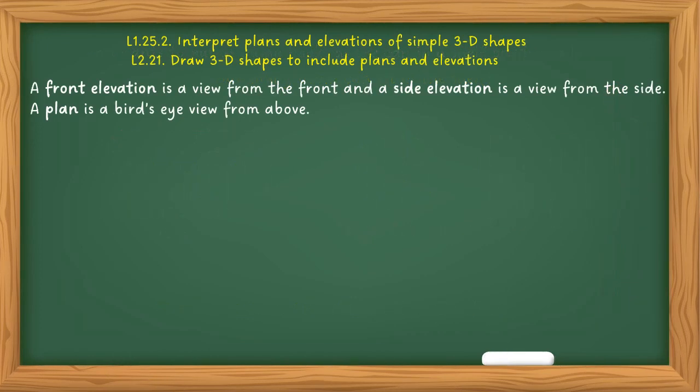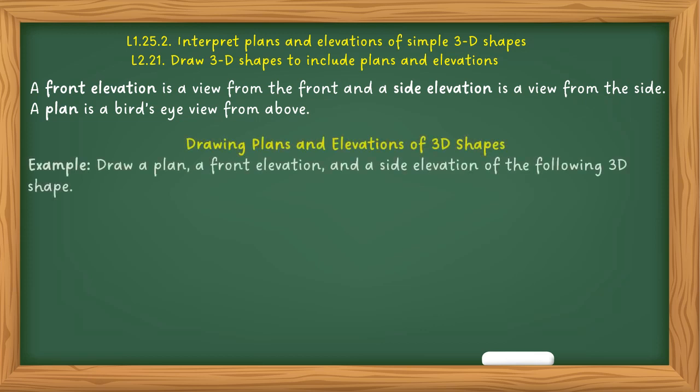Now, a front elevation, this is one area where learners tend to drop points because they don't understand what the word elevation means. Elevation just means the angle that you're looking at an object from. Okay, so a front elevation is a view from the front, and the side elevation is a view from the side of an object. And the plan is just a bird's eye view from above. So if you imagine you're looking at a map, you're looking at a plan. Okay, a bird's eye view from above.